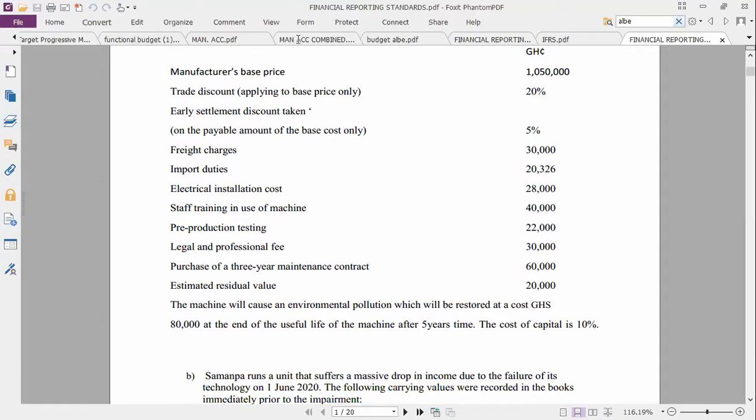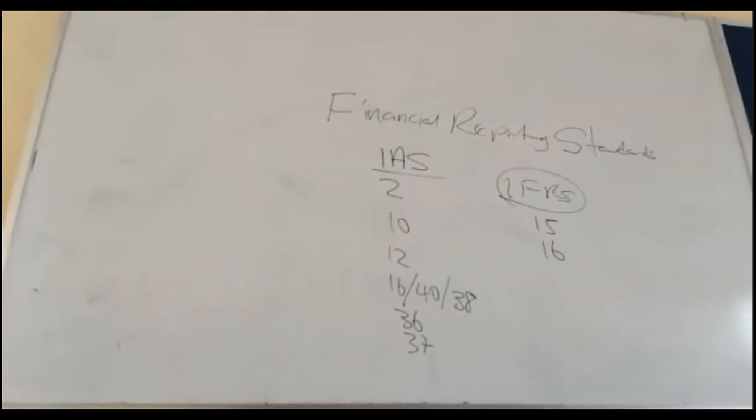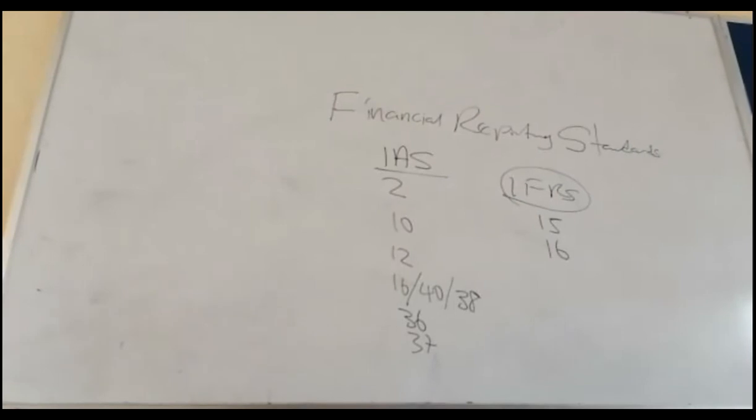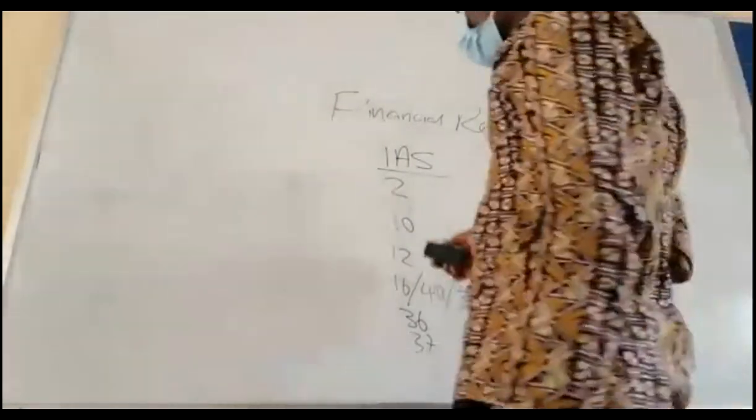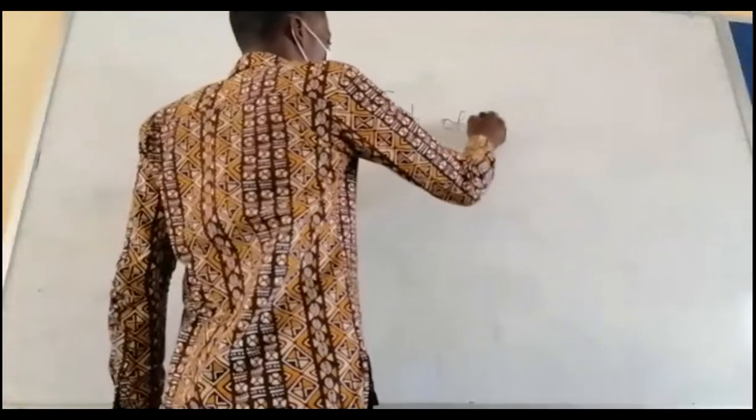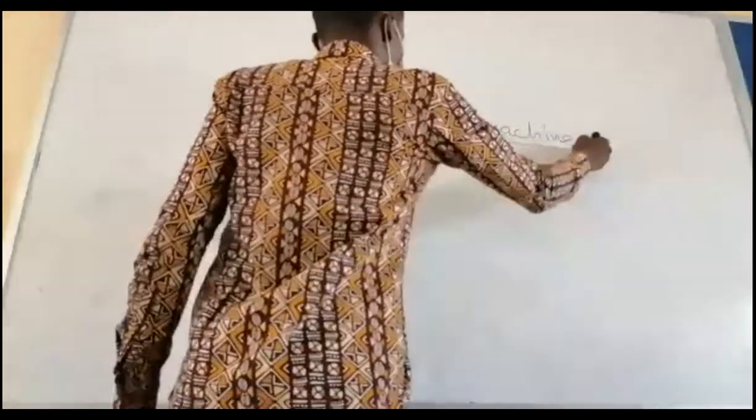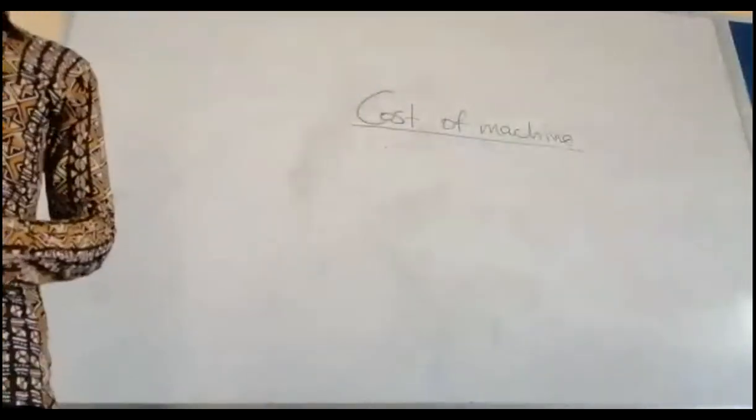So the solution will be A, the cost of the machine. Let's go to the board. A, the cost of what? Machine. So I'll put here: cost of machine. Then I'll pick the items one after the other. If any of them does not hold, I just have to pass it on.